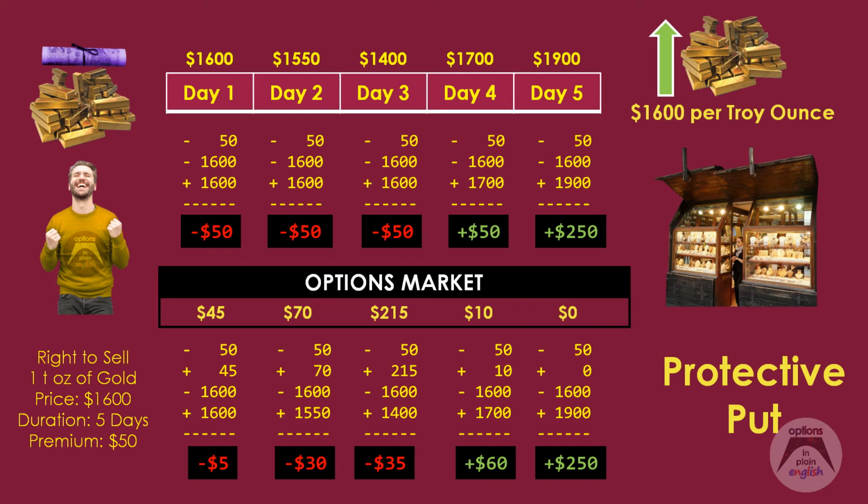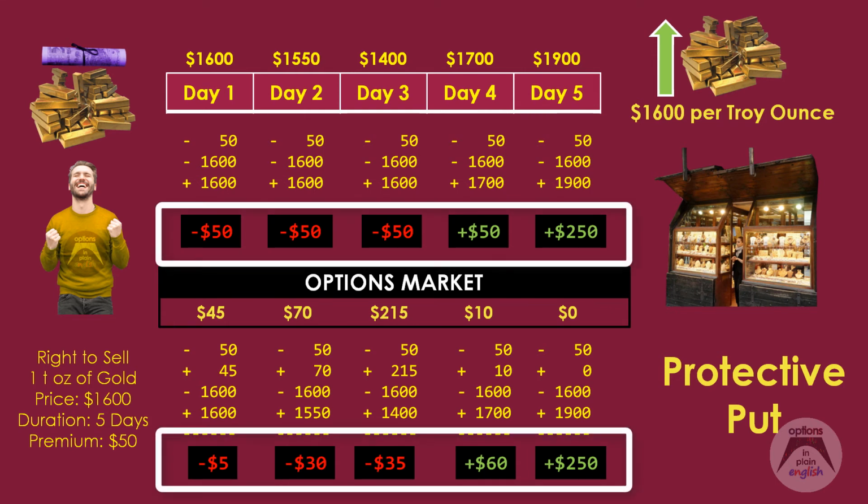And another thing is, you just take a look at the profit and losses on every day on both examples, with an option market and without the option market. On the top without, and then on the bottom with. The max loss that we have, no matter what happens, is $50. Why? Because it's the price that we paid for this contract, and that assures us that we won't be selling at any price lower than 1600.